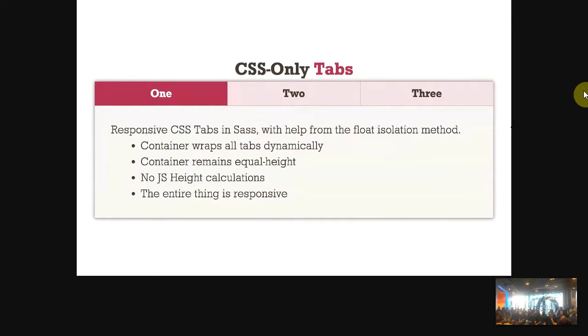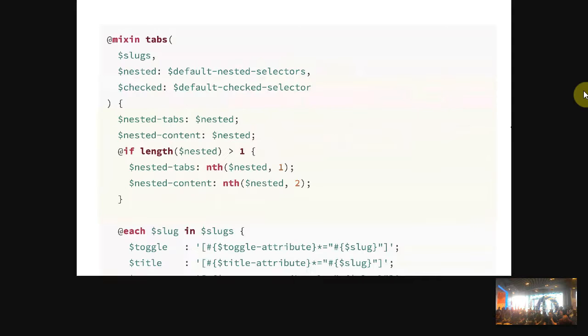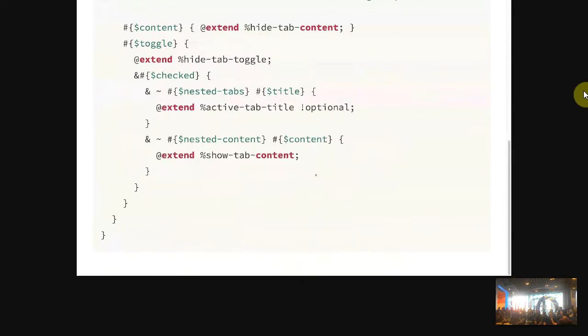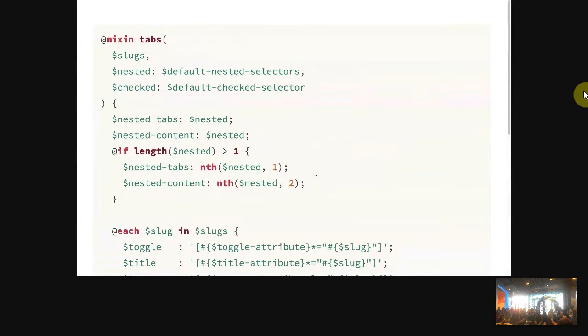For an example, here's just a very small tool that I built at one point. I wanted equal height, responsive, CSS-only tabs. These are using checkboxes or radio inputs to do the switching, which is clever and fun. I wasn't using this on a client project. I was doing this for myself. And I built myself a mixin that would make tabs. And it was very long, as you can see. It's a lot going on here with lots of logic and lots of options.